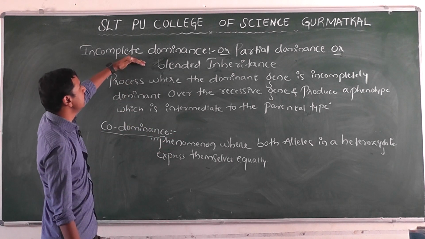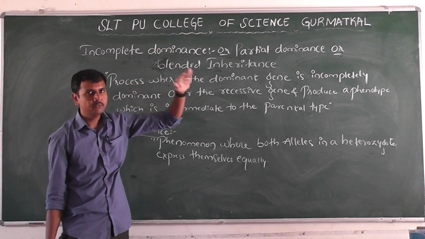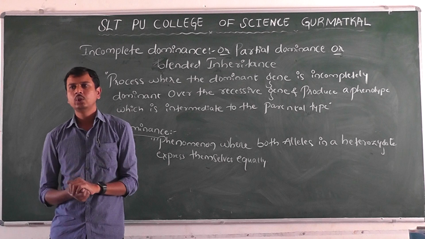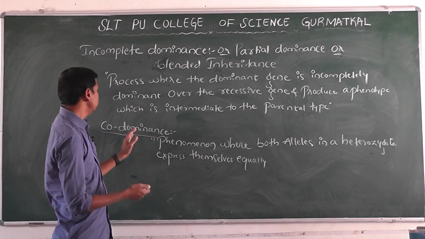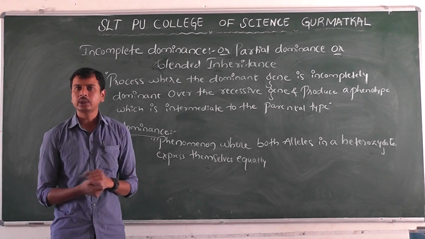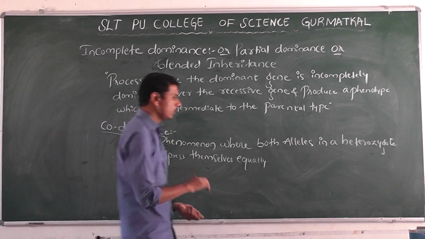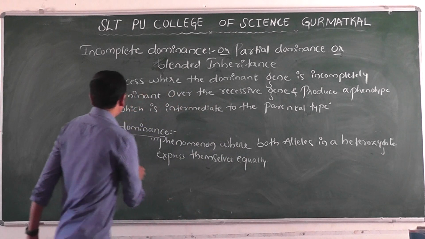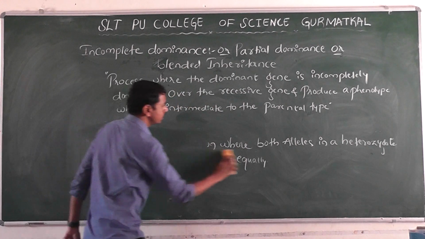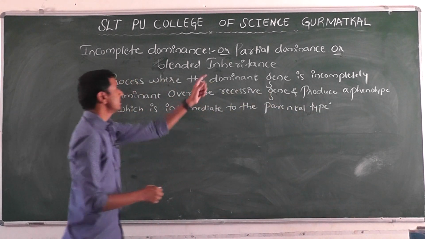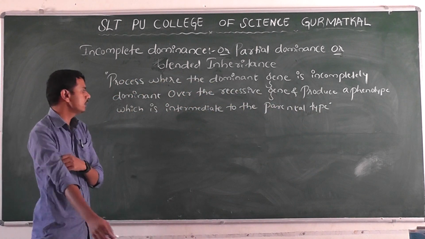In incomplete dominance, the dominant gene fails to dominate the recessive, and in codominance both genes act as dominant genes. Now we are going to look at examples, and at who gave the concept of incomplete dominance and codominance.